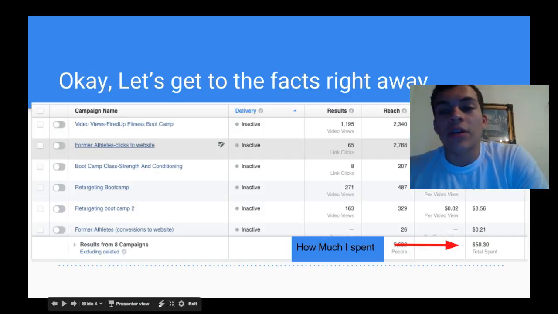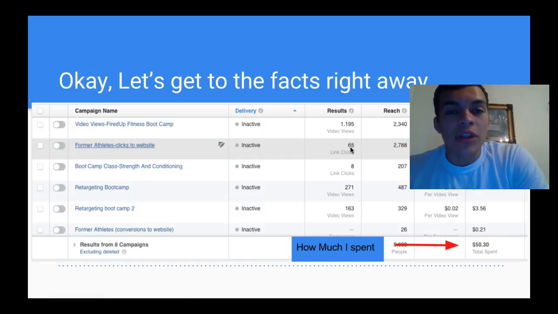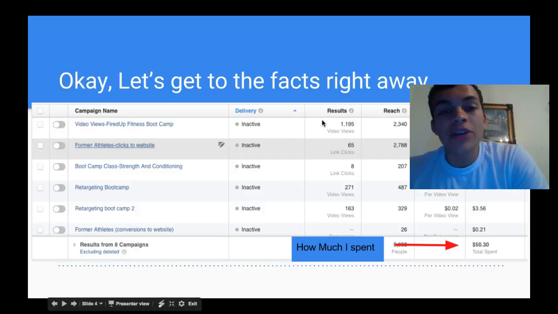Even on this one right here, I ran another one. It got me 19 cents per click. But look, of the 2,788 people it reached, only 65 clicked on it. And of those 65, not one person actually went through with filling out their information. But I'm going to show you guys this one right here. This one actually worked pretty well for me. And look, I got it for less than 2 cents. Okay, I got it less than a cent, or about a cent a view. That's really good.